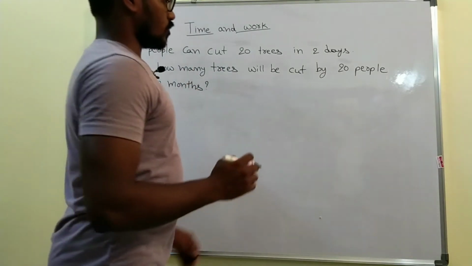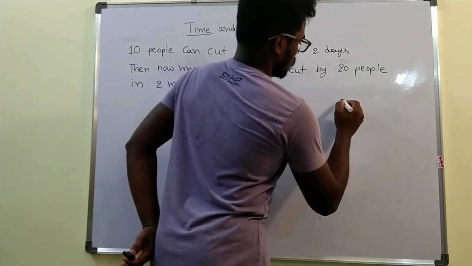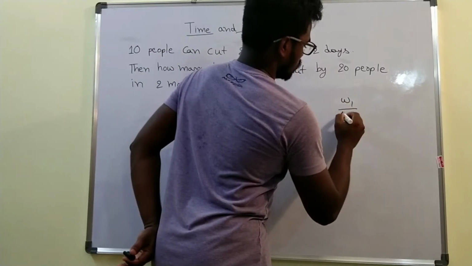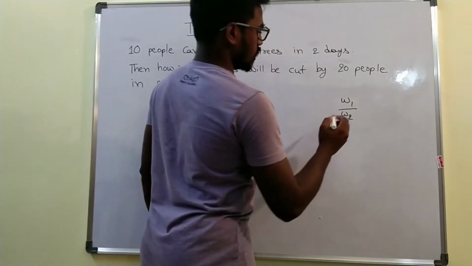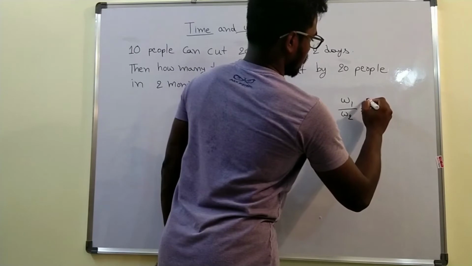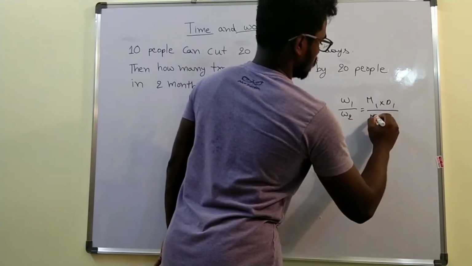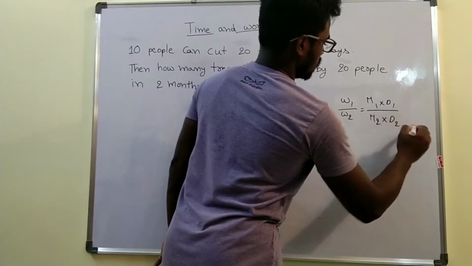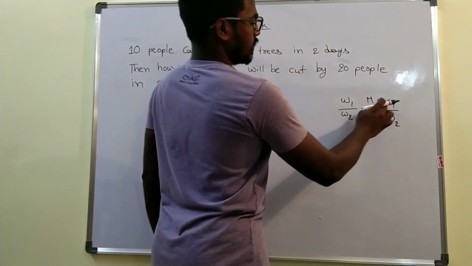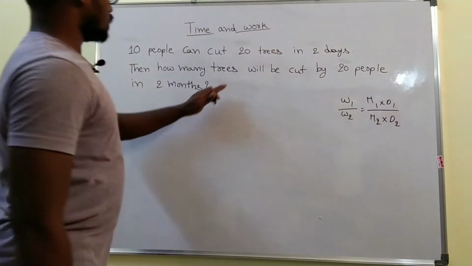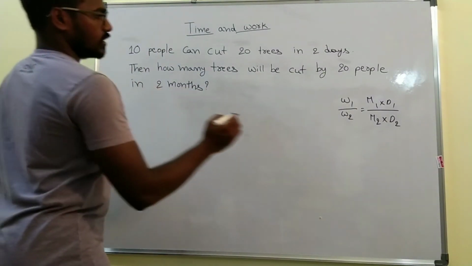If you want the direct formula, we can have W1 by W2 equals M1 into D1 by M2 into D2, where W refers to the work, M refers to men and D refers to days. So in this problem we need to find W2.